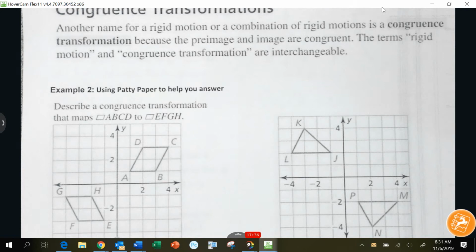Trace parallelogram ABCD. See how they wrote parallelogram ABCD in the directions? Do you see how they wrote that?